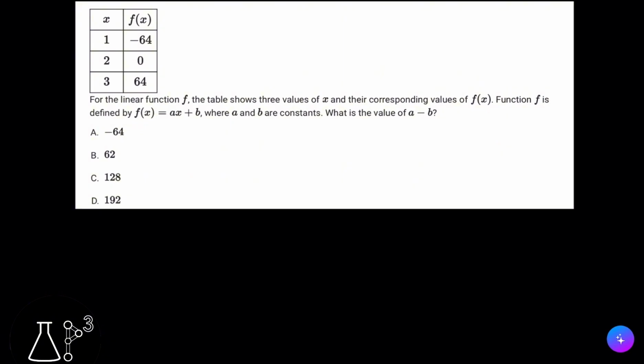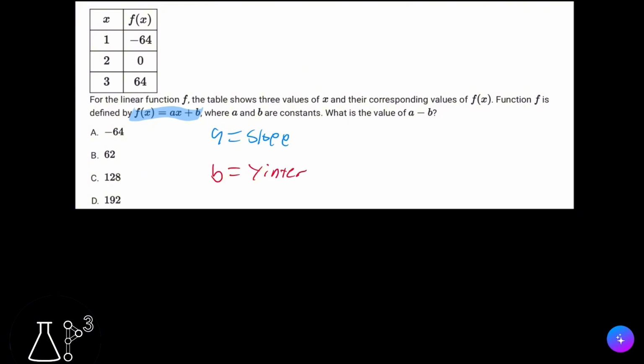Well, I have to look for my a and b values because they're constants. They can be any number, but in this case they're regular numbers that we need to find in order to get a minus b, because we have 4 answer choices. So what can we do? I'm given the function f of x equals ax plus b, where a is the slope and b is the y-intercept.